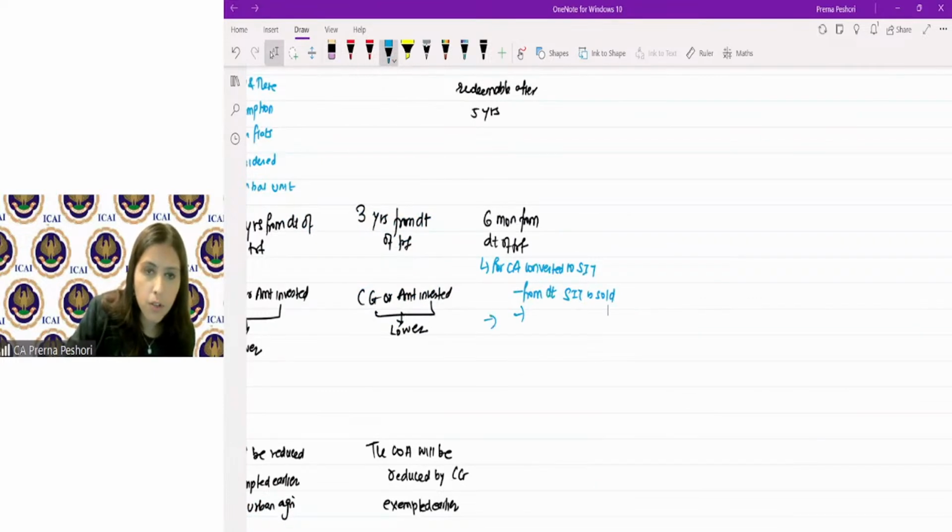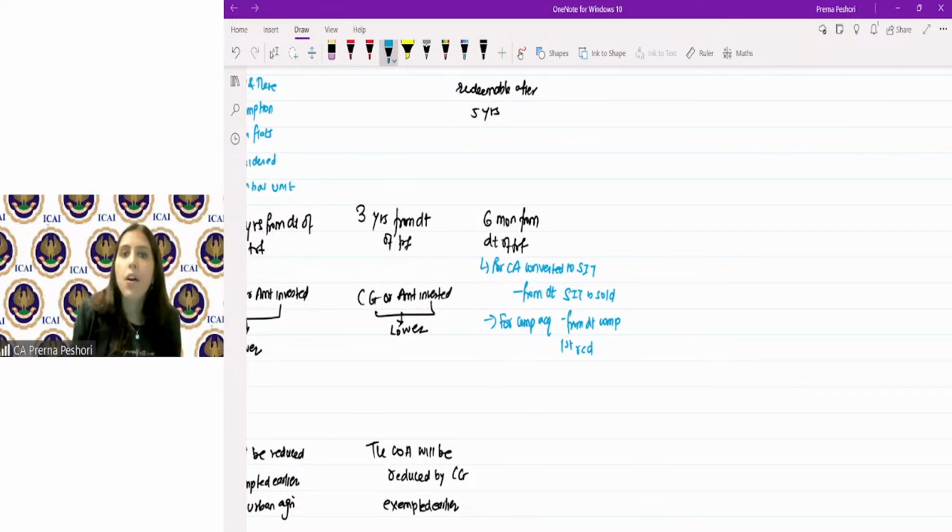Sorry. For compulsory acquisition, from date compensation first received. Okay. Otherwise, what will happen is you will have difficulty in claiming the 54EC exemption. So that is going to be a challenge if we do not allow this particular kind of exemption.